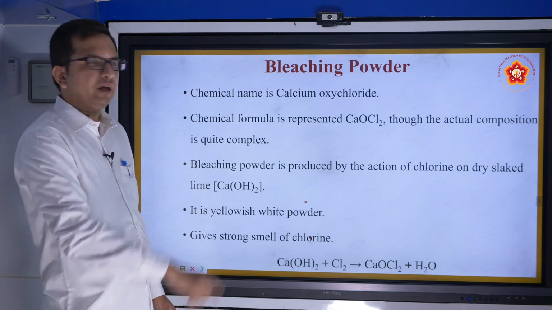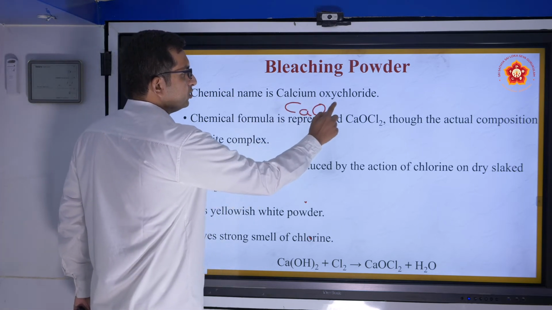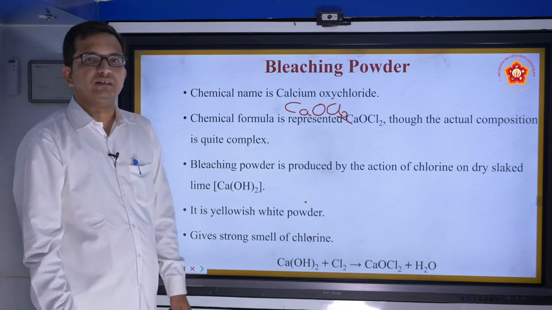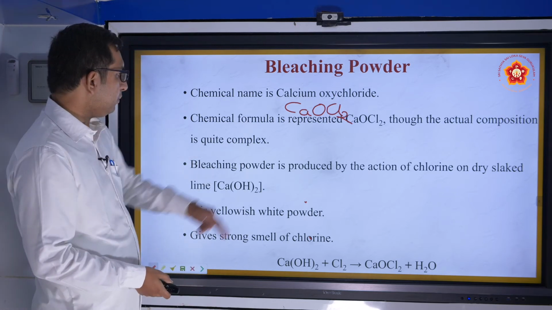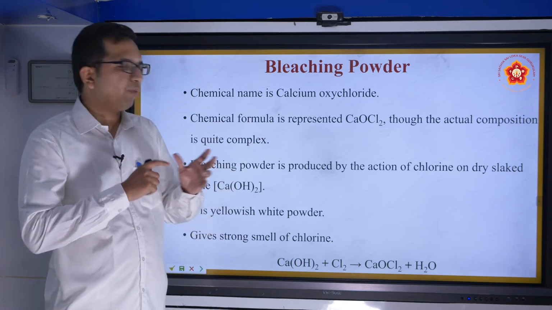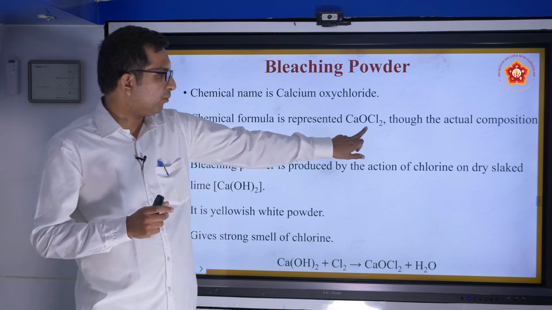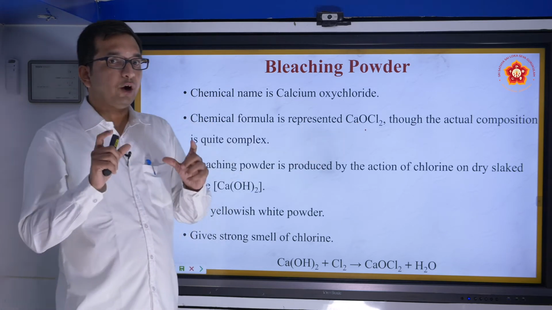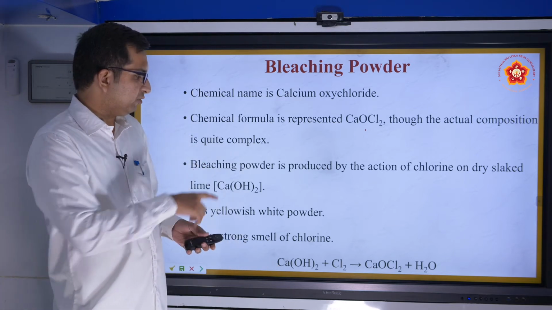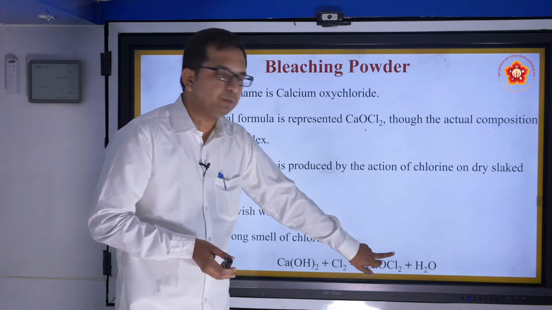That's a common name. The chemical name is calcium oxychloride. So calcium means Ca, oxy means oxygen, chloride. Now for balancing, it is actually written as CaOCl2. So that's the formula for calcium oxychloride. The formula is a little tricky because many bondings take place. That is not there for you at this level. All you can know is the formula for this compound and how it is prepared. That is also important. Calcium hydroxide, Ca(OH)2, is treated with chlorine gas, which will give you this bleaching powder.